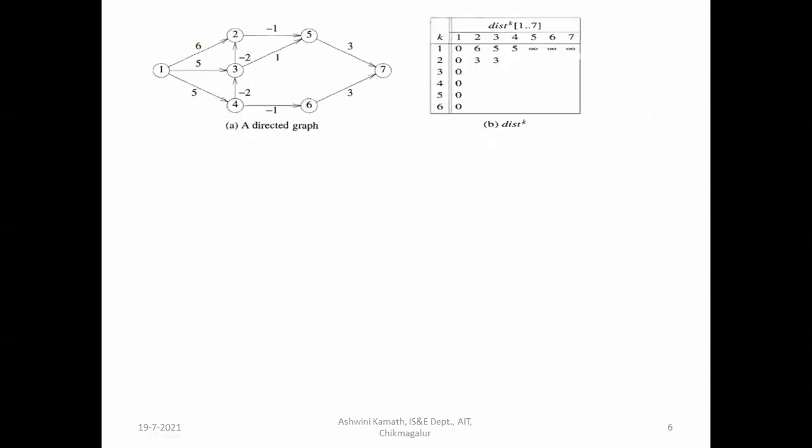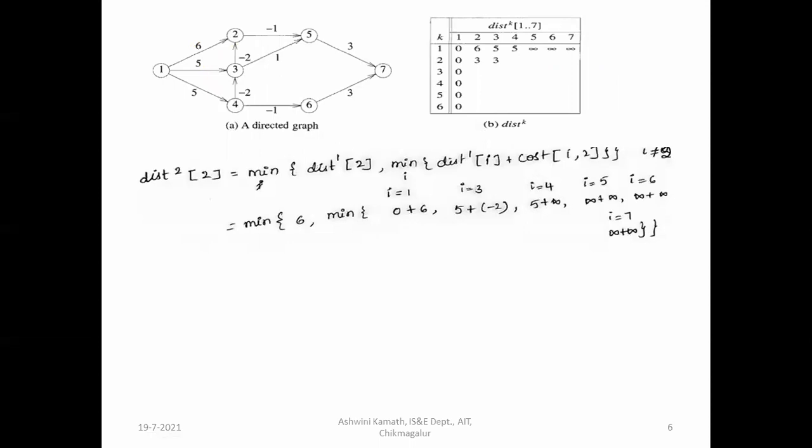Then let us write for distance 2 of 2, which is equal to the minimum of distance 1 of 2. Distance 1 of 2 is 6. That is from 1 to 2, the minimum value is 6, right? 1 to 2 is the minimum value, which we have already calculated. It is stored here. So it is 6. So that is what we have noted down here.